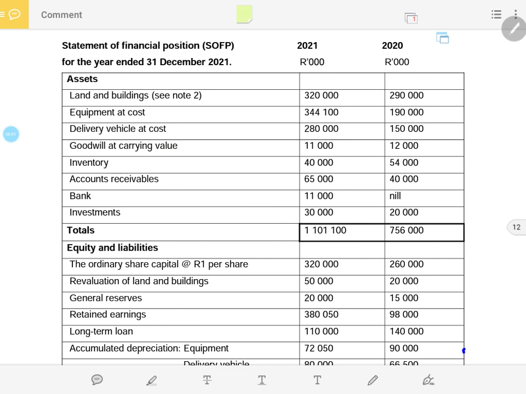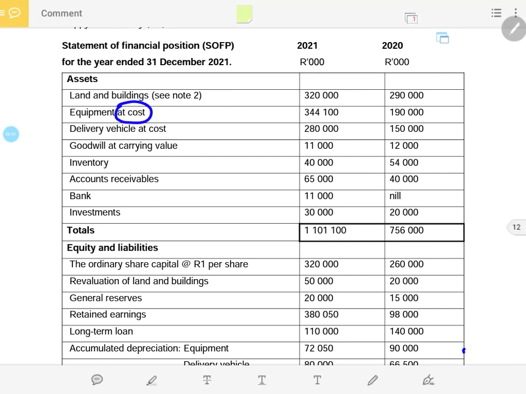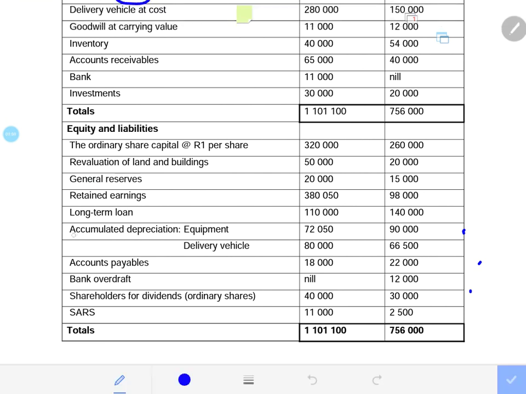30,000 is the revaluation surplus, and revaluation surplus gets to be recorded under your income statement under your other comprehensive income. Our equipment, very important to note, is recorded at a cost price in the statement of financial position. Then if we have a cost price of equipment, we ought to also have what we call accumulated depreciation for equipment.